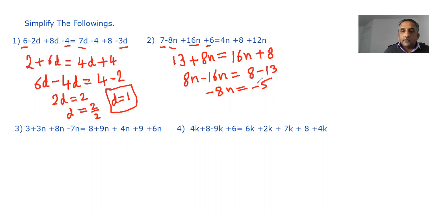Now we can cancel both the signs. So 8n is equal to 5. So n is equal to 5 over 8. So this will be our final answer. Now I'm going to do question number 3 for you. Again, we will bring all the letters on one side, numbers on one side. So let's see.